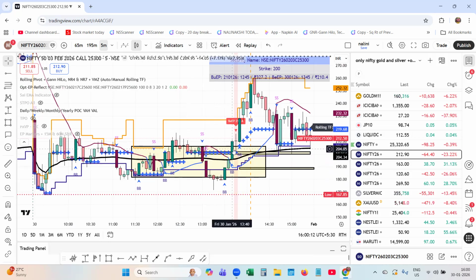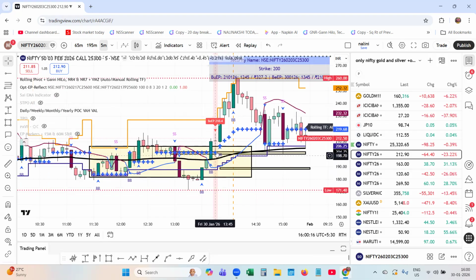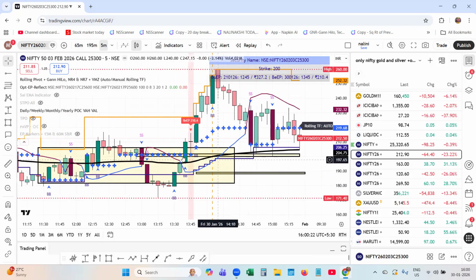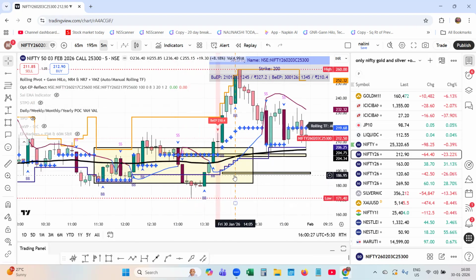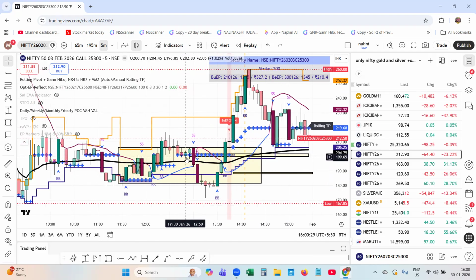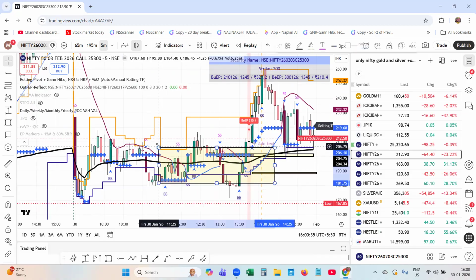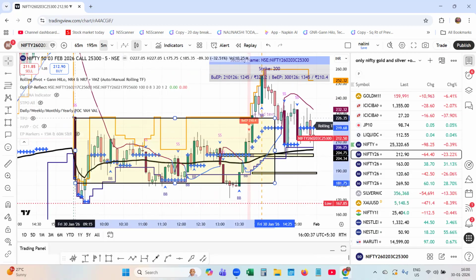This value area expanded to the upside and price climbed above the option zone and option level, and the market moved higher. So this is the thing you can see with the POC. You can see the thing and you can trade. There was no expansion. The price moved above that.